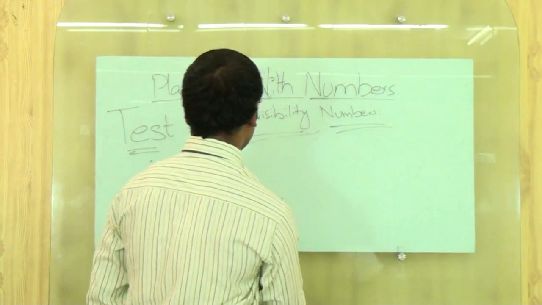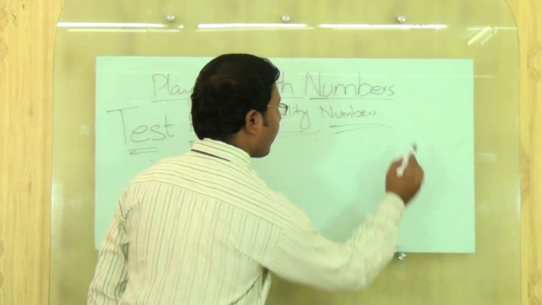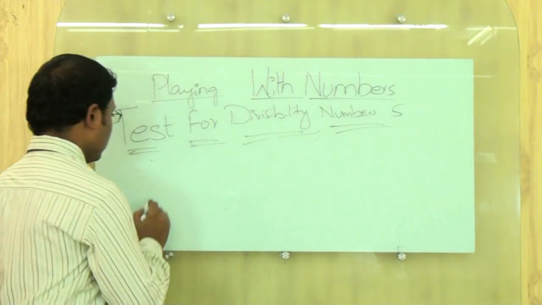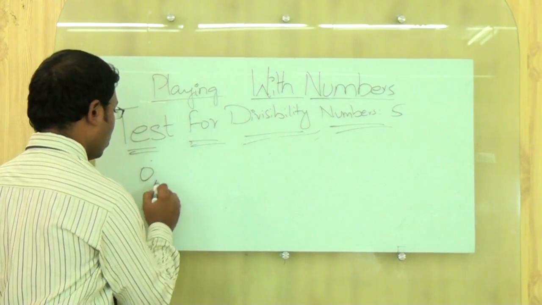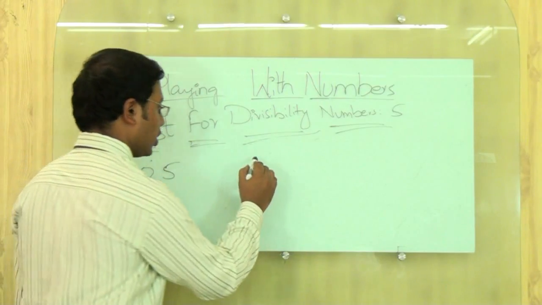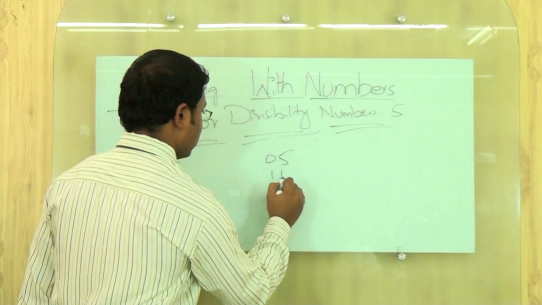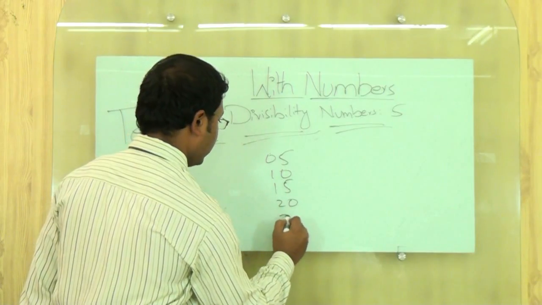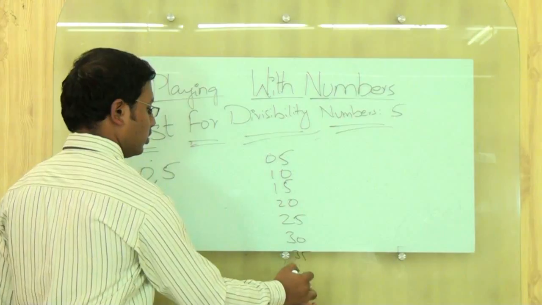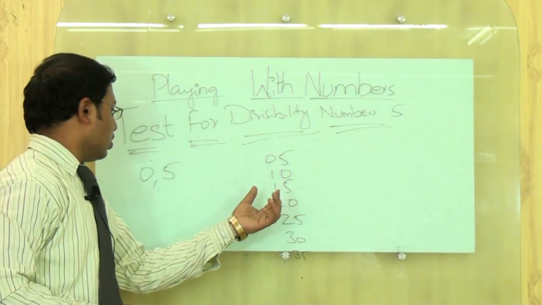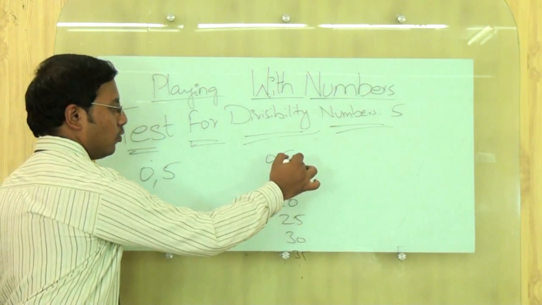Next is the divisibility test for 5. Here the units place should consist of either 0 or 5. That means it should be like 0, 5, 10, 15, 20, 25, 30, 35 and so on. That means the units place should consist of either 5 or 0.